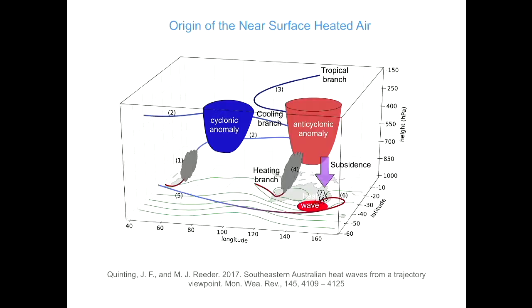All right, let's go back. I've emphasised the upper anticyclone. I've hardly said anything about the surface processes. And that's probably the same in the literature as well. We emphasise the upper anticyclone over the surface. Let's now look at the surface. What's going on at the surface?